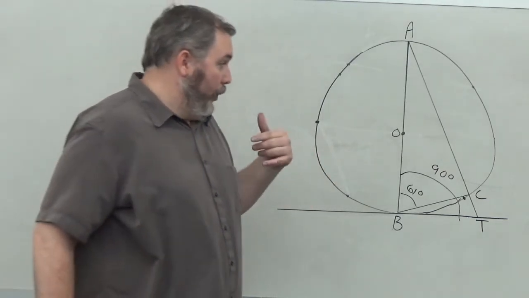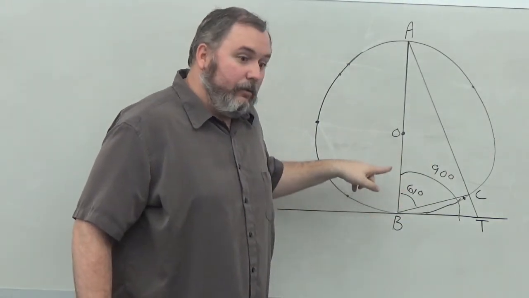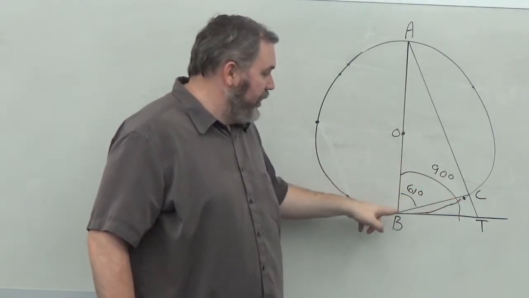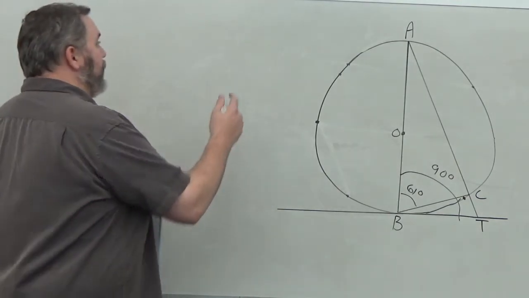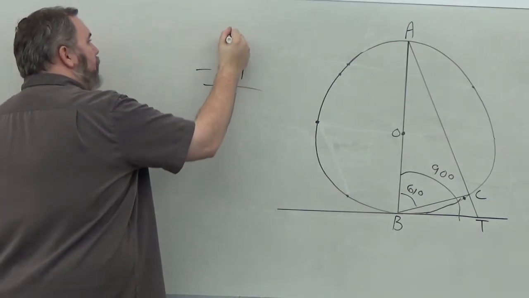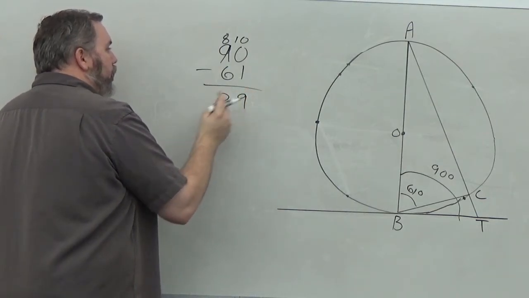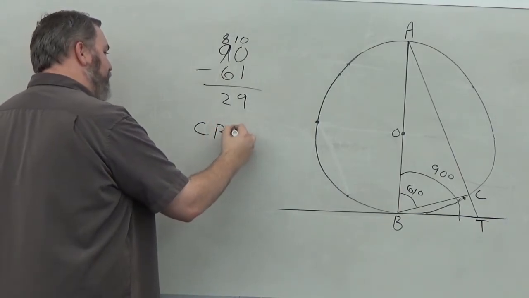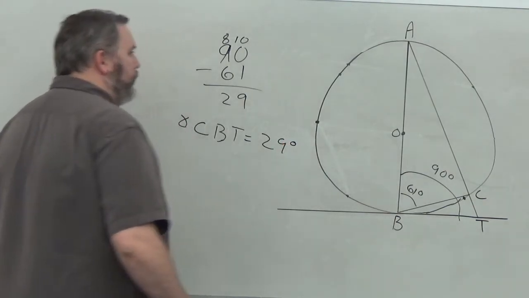Knowing this, we can say, hey, wait a minute, angle ABC, which is 61 degrees, is complementary to CBT, and so we can simply say 90 minus 61, and we can subtract. Well, this becomes 8, this becomes 10, we get 9, we get 2, so we know that angle CBT is actually equal to 29 degrees.